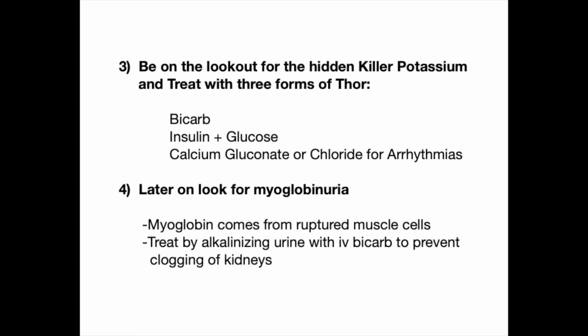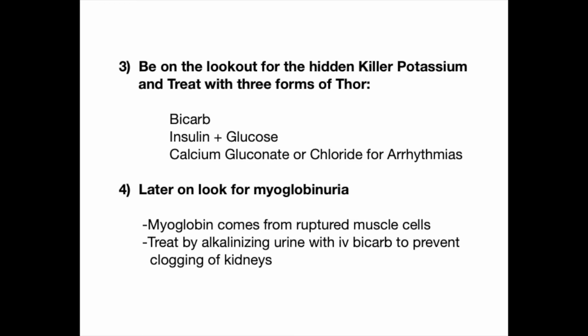Next, we need to be on the lookout for the hidden killer potassium and treat or combat it with the 3 forms of Thor: bicarb, insulin and glucose, and then if there are life-threatening arrhythmias, we need to use calcium gluconate or calcium chloride to stabilize the heart membrane. Later on, we need to look for myoglobinuria.